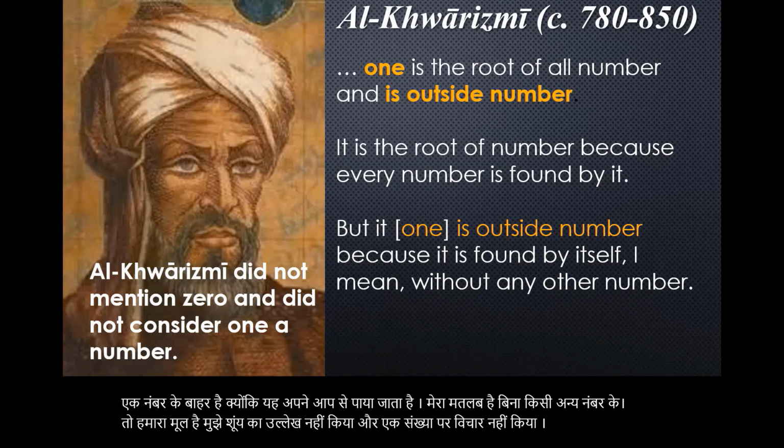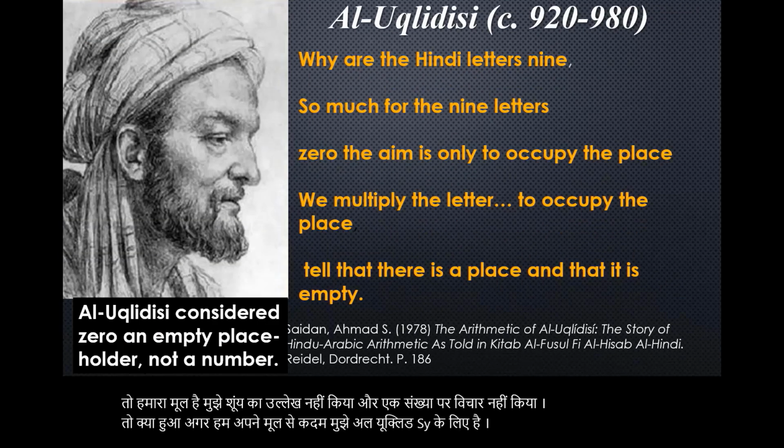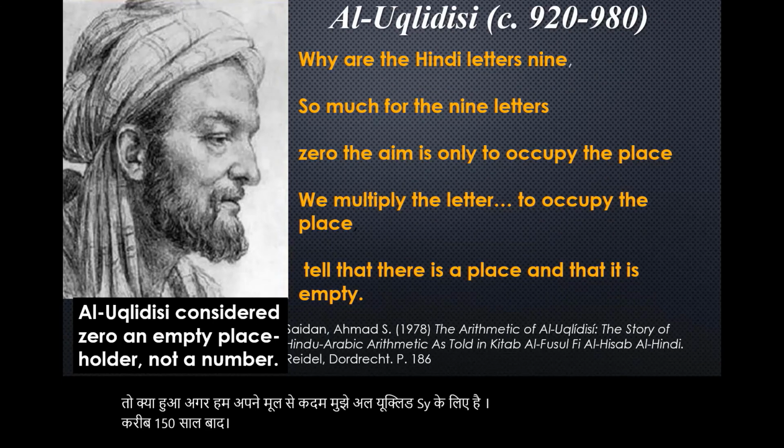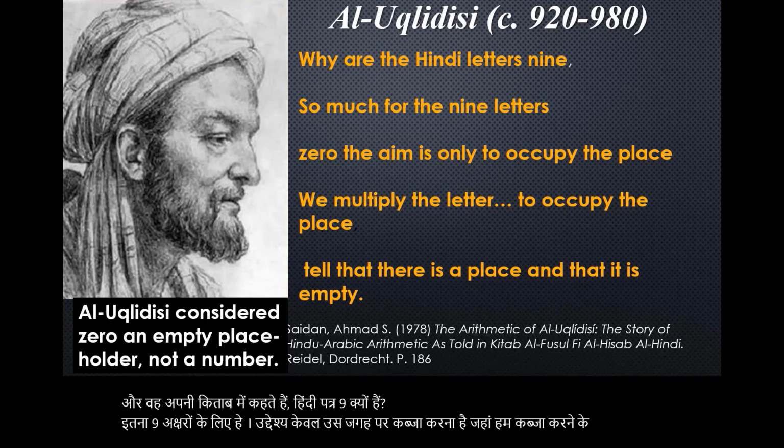So what if we move from al-Khwarizmi to al-Uqlidisi about 150 years later? And he says in his book, why are the Hindi letters 9? So much for the 9 letters. 0, the aim is only to occupy the place. We multiply the letter to occupy the place. Tell that there is a place and that it is empty.